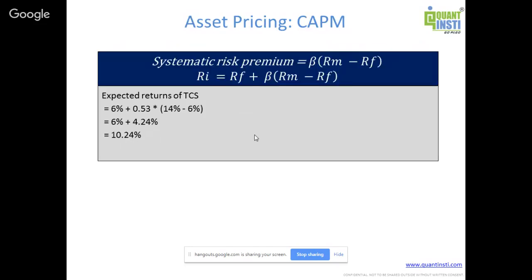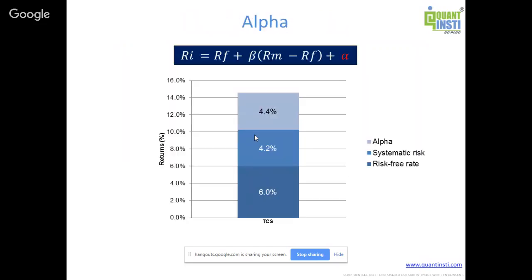So, for example, the expected return from TCS is 10.24, but in reality it turns out to be different. TCS actually gave you how much? 15%. So we are just going into the future. Instead, the expected return was 10.24, and the actual return turns out to be 15%. So there is this 4.4% extra return which we got from TCS, and that typically people call alpha.